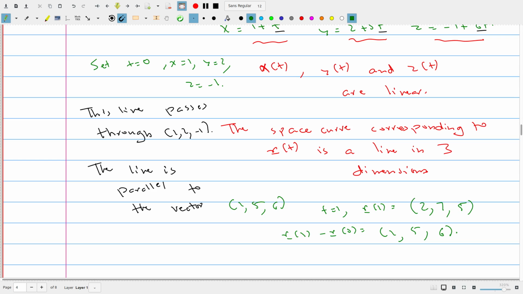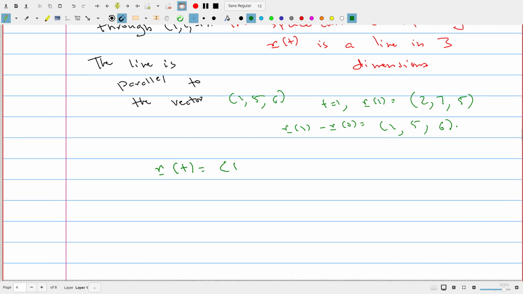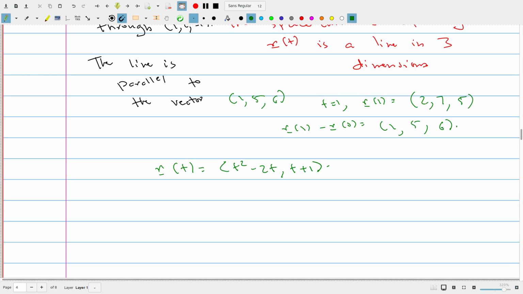So let's look at another example. Okay, so let's look at an example in 2 dimensions. So this is example 4. We'll look at the curve whose parametric equations are given by r(t) equals t squared minus twice t, t plus 1, right?